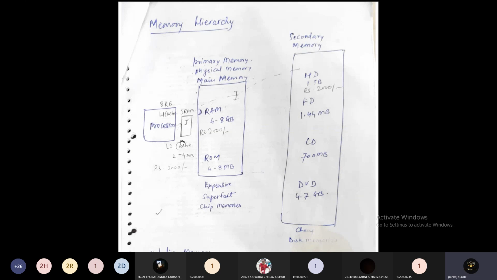From here they are given to the static RAM, right? This is the L2 cache. This is in your configuration when you have purchased your laptop or mobile phone, you have observed, right? These are the different sizes of those technologies. L2 cache is 2 to 4 MB, and for that you need to pay rupees 2000, right? Here you can observe, right?